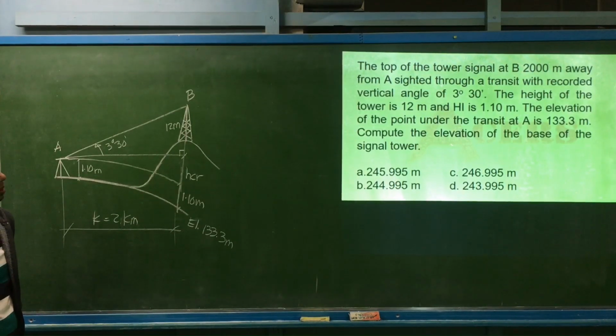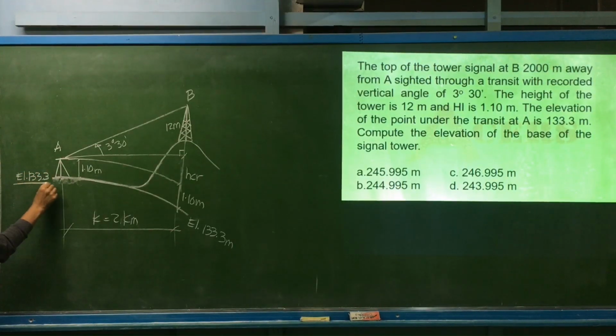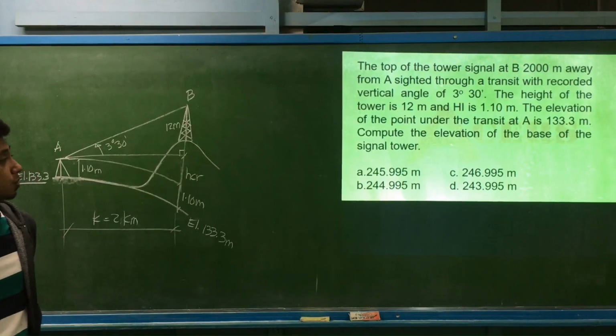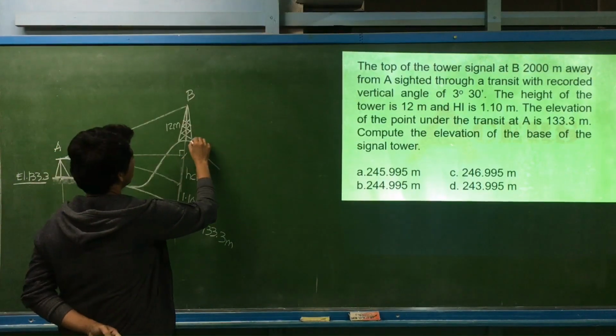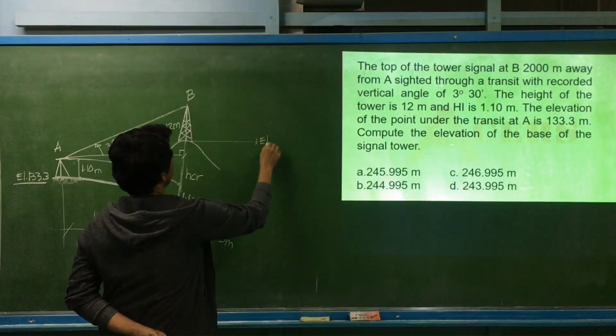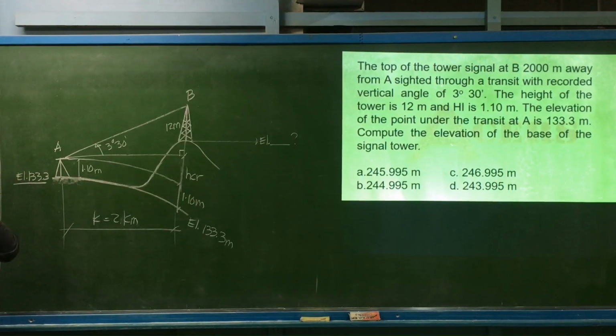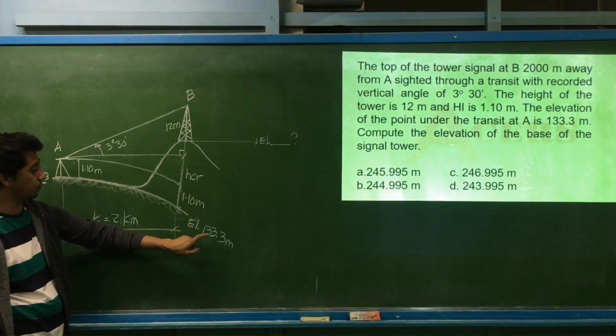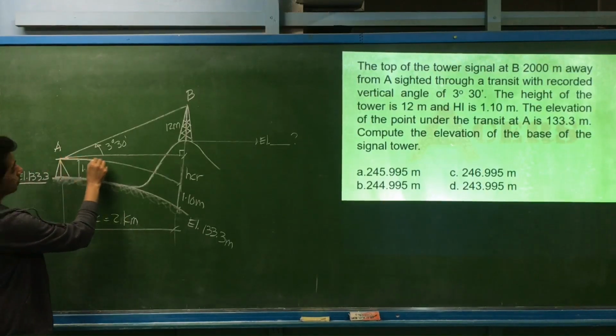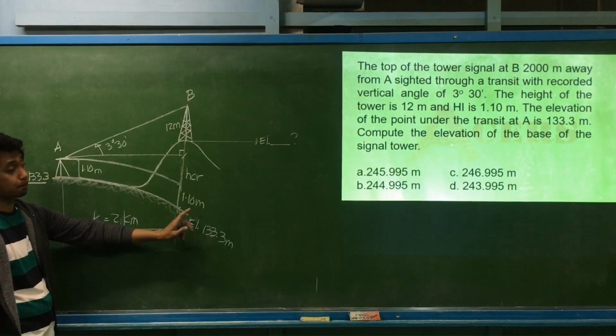The elevation of the point under the transit at point A. So, yung elevation daw nito is at elevation 133.3 meters. So, compute the elevation of the base of the tower. Ito yung base ng tower. Saan siya nakatayo? We're looking for that elevation. So, i-consider natin yung Earth's curvature and refraction. So, again, yung Earth's surface is curved. So, kung susundin natin ito, yung point na ito is at elevation 133.3. Then, susunod natin i-project yung height ng instrument, 1.10.